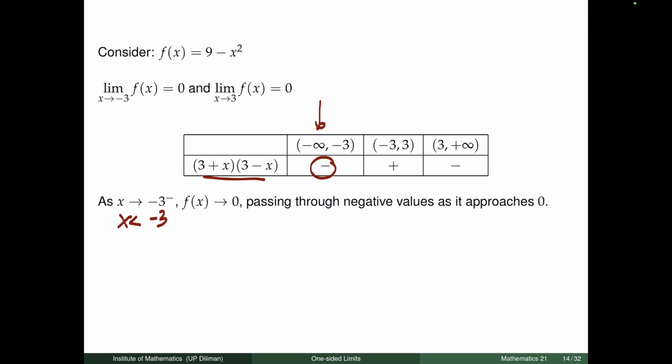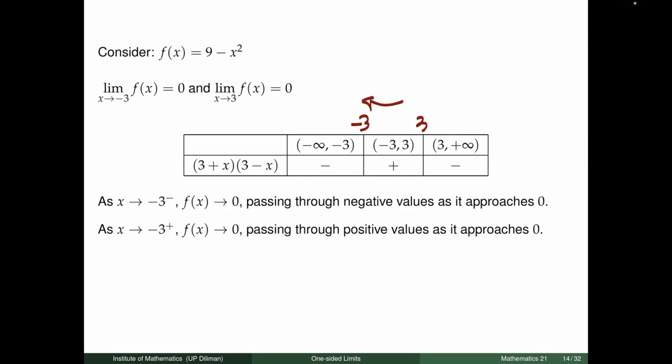On the other hand, when x is approaching negative 3 from the right, so here is negative 3 and here is positive 3, your function value is approaching 0, but it approaches 0 through positive values. Okay, that is positive.